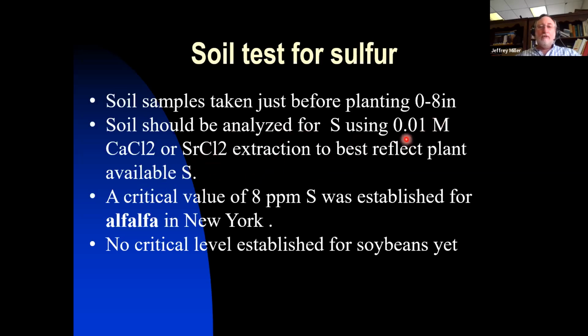That's what she came up with, a different extraction method specifically for sulfur, and work with extension staff related to alfalfa foliar sampling that was done in sandy, low organic matter soils to determine the sulfur rate required for alfalfa using this soil test. She found a critical value of 8 parts per million sulfur was the critical level for alfalfa, but there is no critical level established for soybeans as of yet.